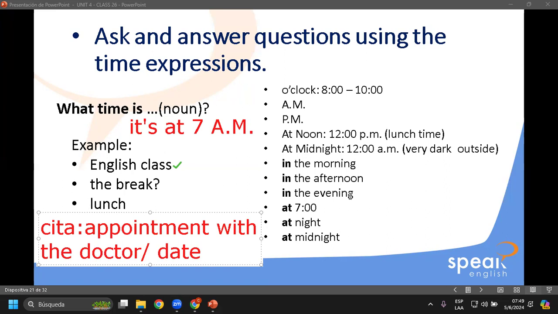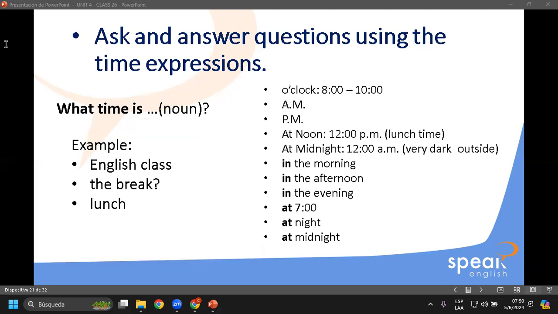So look at this, everyone. This is the way that we can ask and answer questions using "what time is." Understood? Yes? Questions so far? No questions, teacher. No questions? So keep in mind, please, the time expressions that we can use.